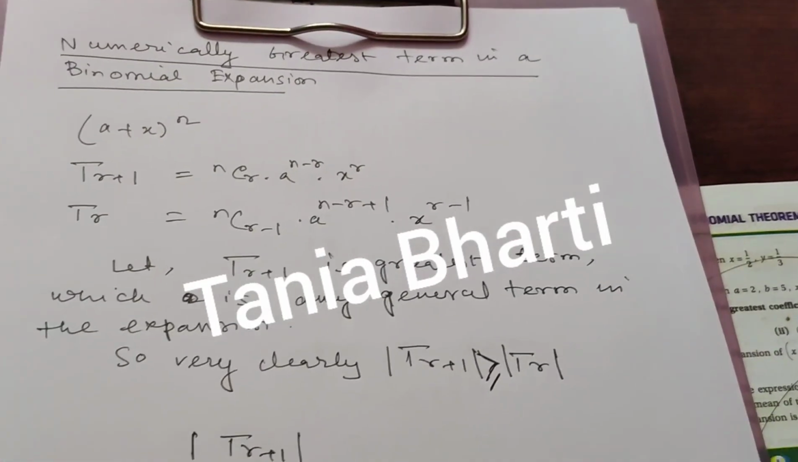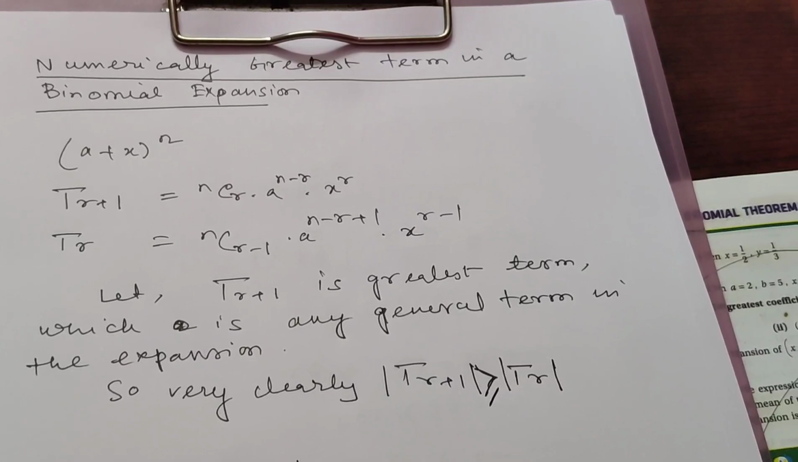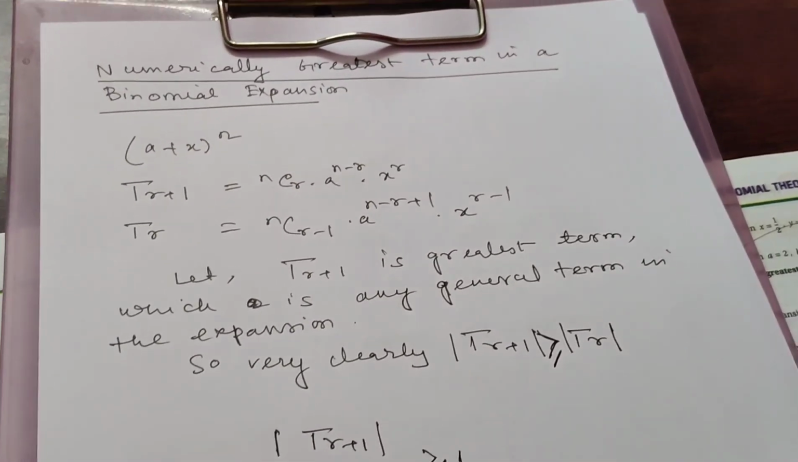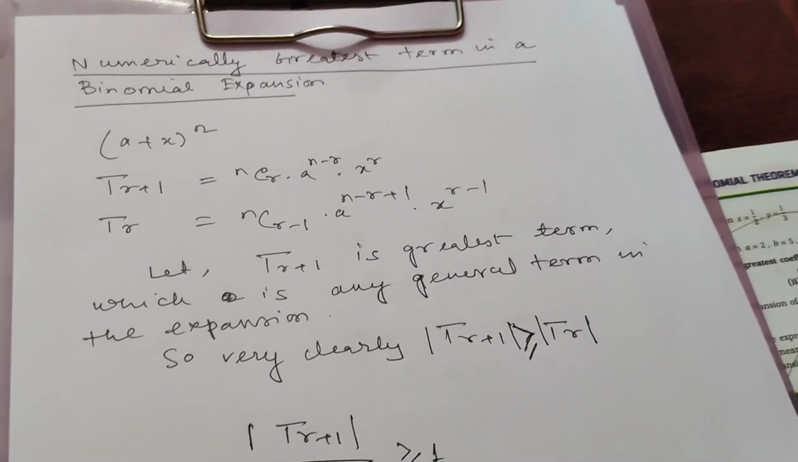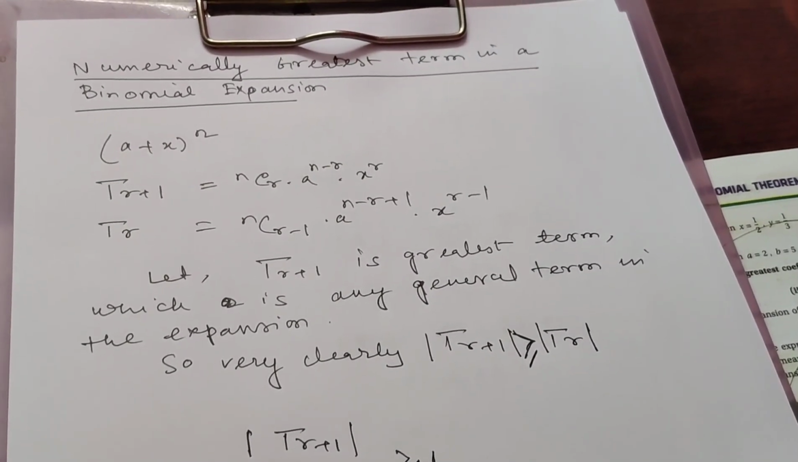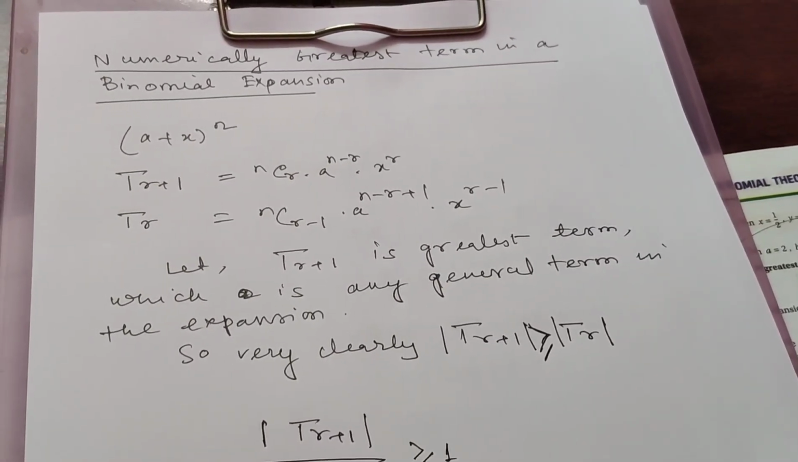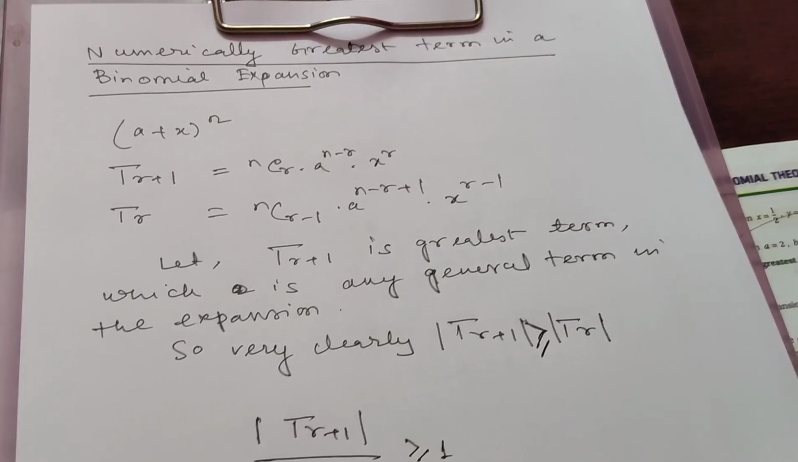Hello students, today I'll teach you how to find the numerically greatest term in a binomial expansion. Numerically greatest term means we are not considering any sign, we are just considering the numerical value. So let's take an example. Let's find out the formula first, then I'll give you some examples.